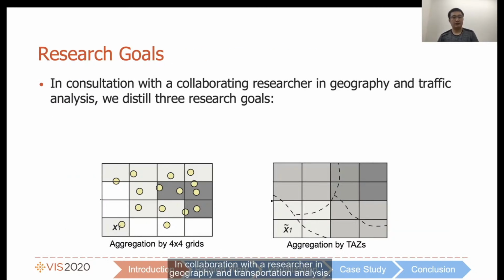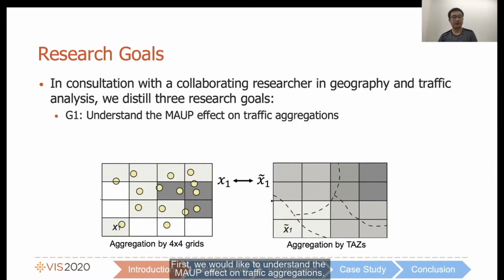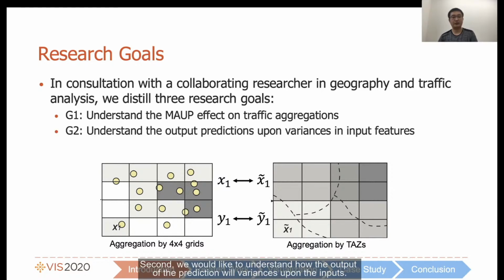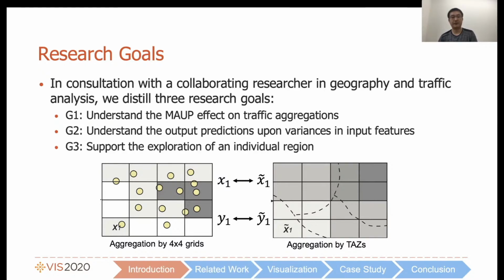In collaboration with a researcher in geography and transportation analysis, we distill 3 research goals. First, we would like to understand the MAUP effect on traffic aggregations. Second, we would like to understand how the output, the prediction, will vary upon the input. And third, we would like to support the exploration of an individual region instead of some kind of summary statistics like root mean square error.